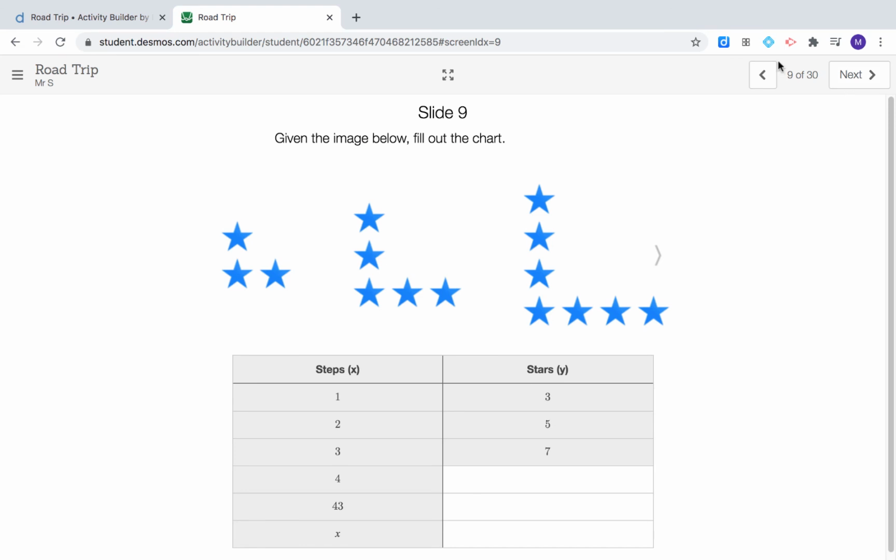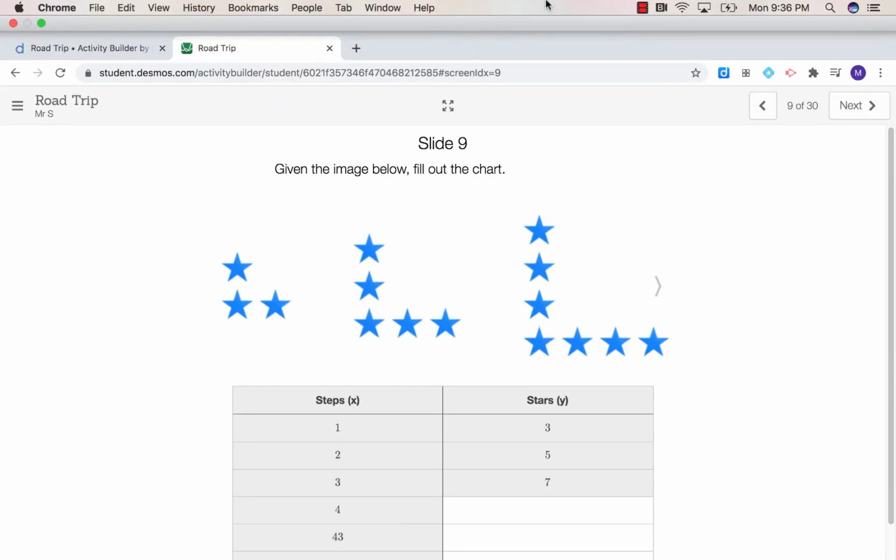Alright, I'm going to stop right there. Hopefully that's enough to kind of guide you through the next few slides.